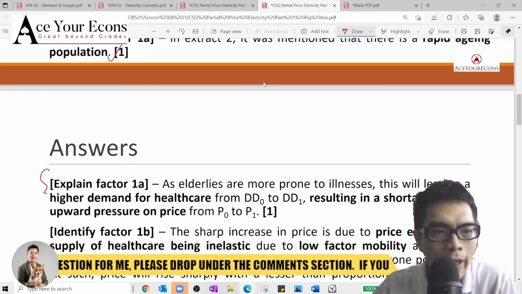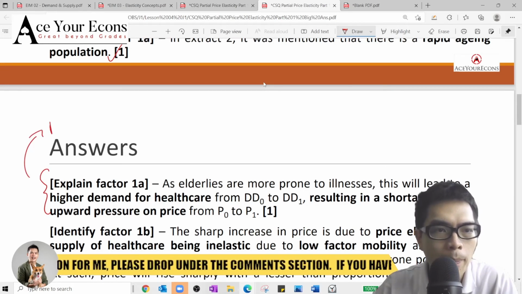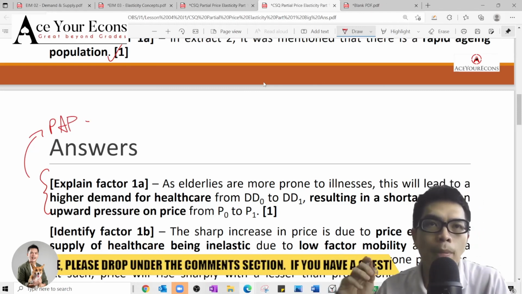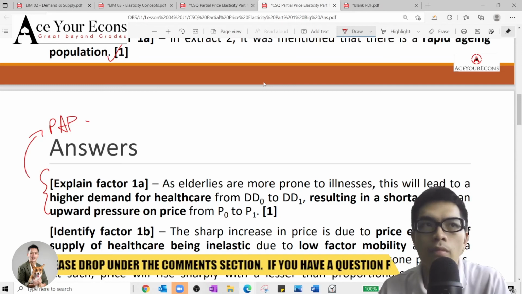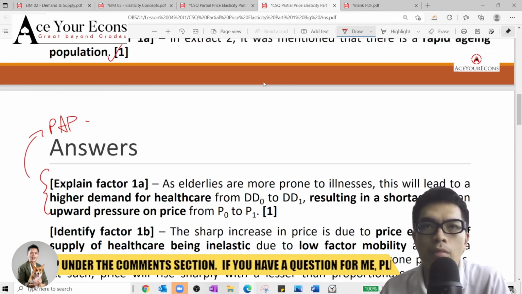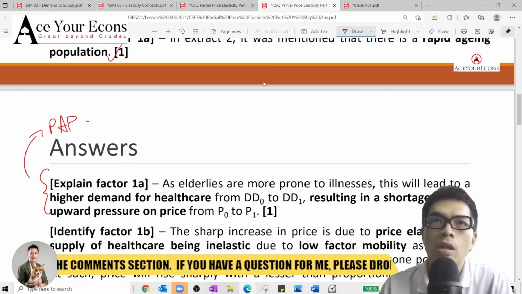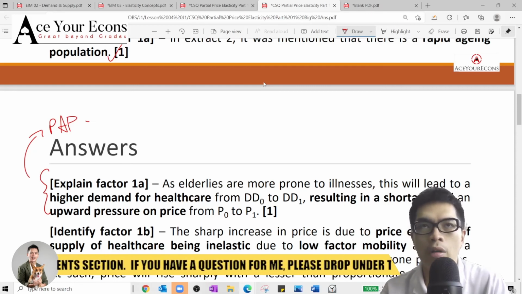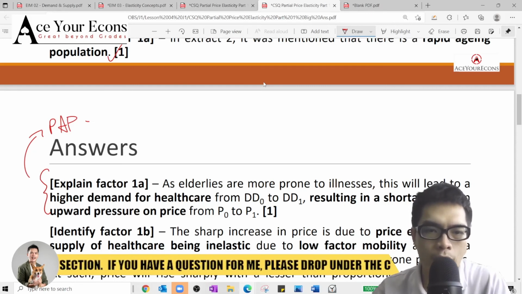The rise part you need to illustrate using PAP. Does anybody still remember what PAP is? Type it out. What is PAP? Price adjustment process. With an increase in demand, this will lead to a shortage and an upward pressure on price.